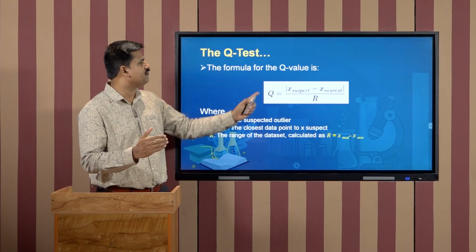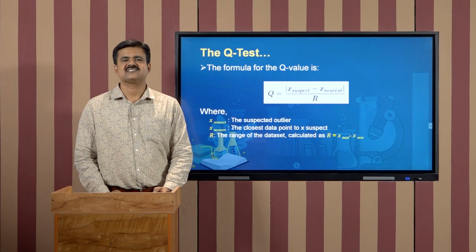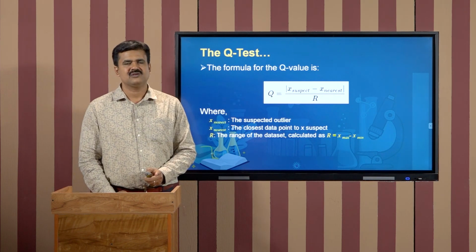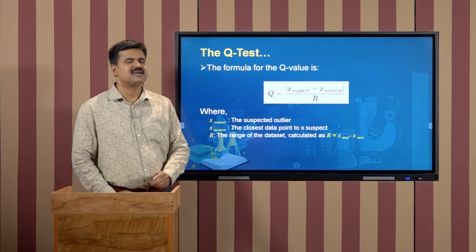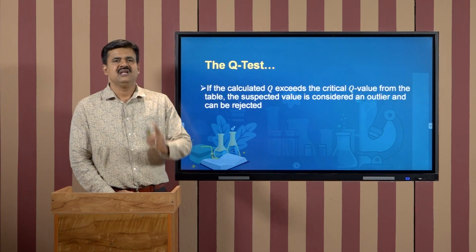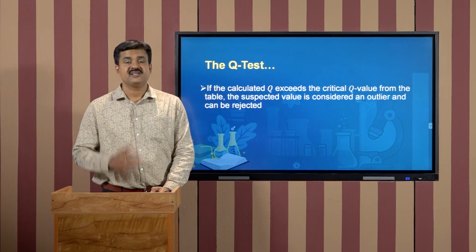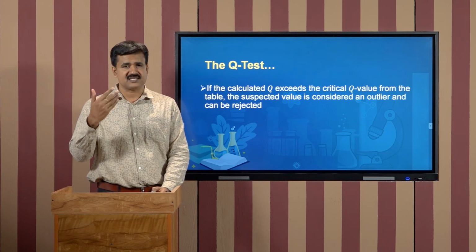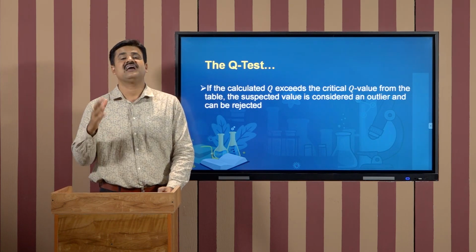By putting the value of R in the denominator and the numerator equal to modulus of x suspect minus x nearest, you will get the final value of Q. So, Q can be calculated by the expression Q is equal to modulus of x suspect minus x nearest divided by the range R. Now, if the calculated Q value exceeds, that is, is greater than the critical Q value, which is obtained from the table, the suspected value is considered as an outlier and can be rejected.